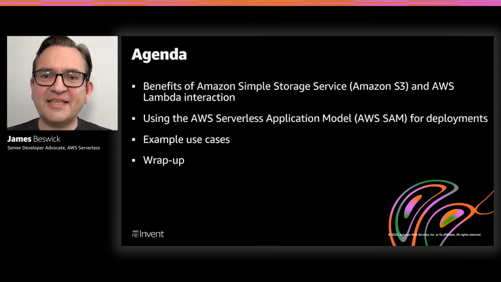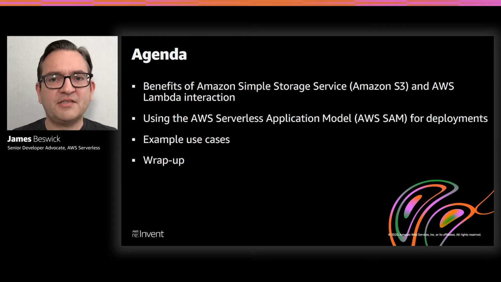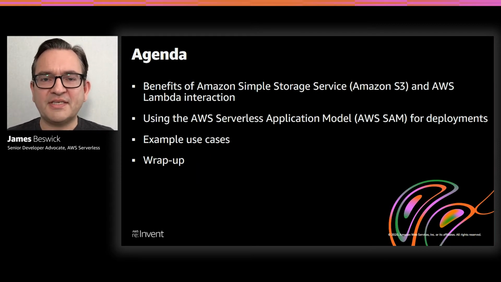We only have 30 minutes today, and this is a 300-level session, so I'm going to cover a few different areas. First, I'll cover the main benefits of building serverless applications using the S3 to Lambda pattern. Then I'll show how to automate the deployment when you build solutions that combine code with infrastructure using the AWS Serverless Application Model, also known as SAM. And for most of the session, I'll talk about a variety of use cases where this pattern can be helpful in building business applications. Throughout the slides, there are links to code where you can deploy examples to explore the concepts further. And at the very end, I'll wrap up with a quick summary of the main points.